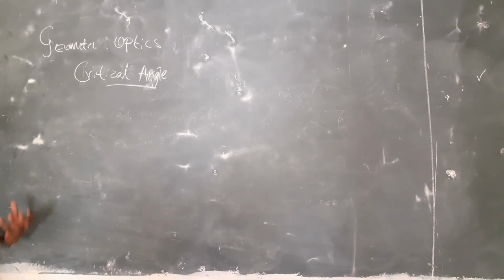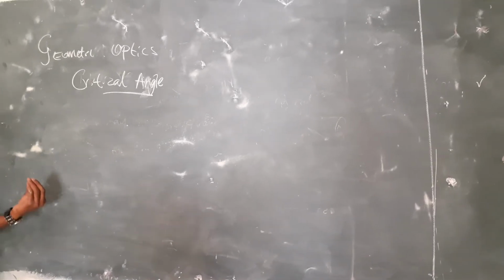So today we are going to talk about critical angle. But let's start by defining what a critical angle is. A critical angle is the angle created when the refracted ray is aligned on the interface.